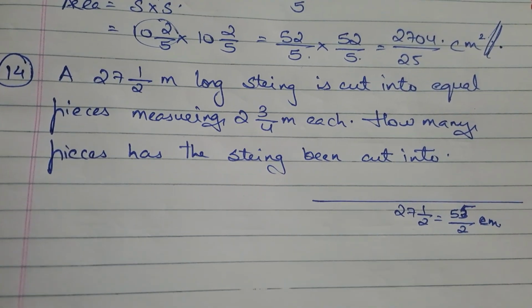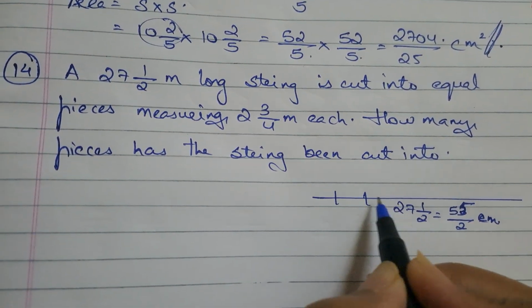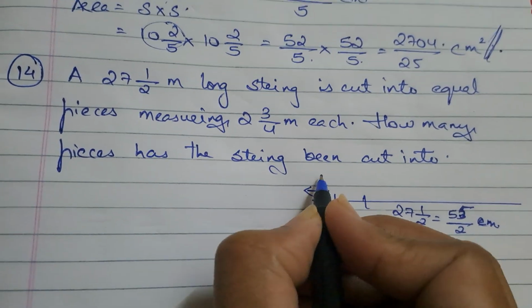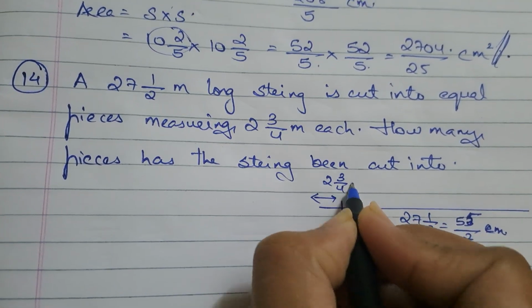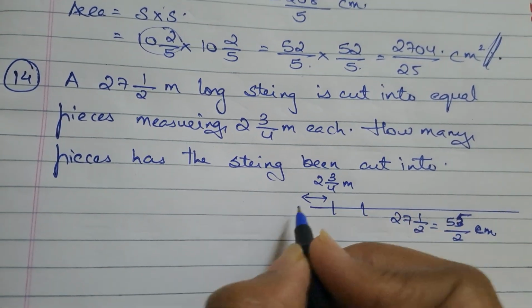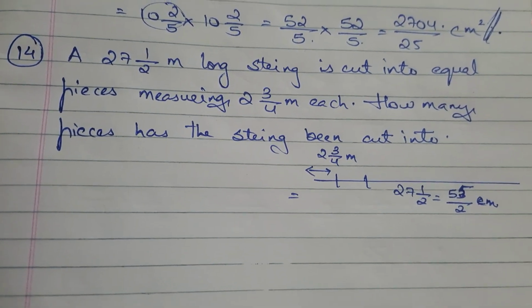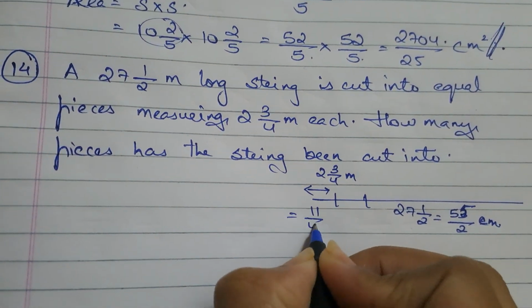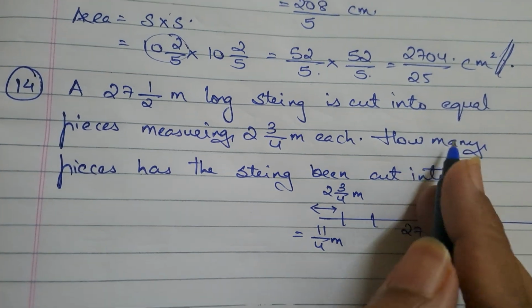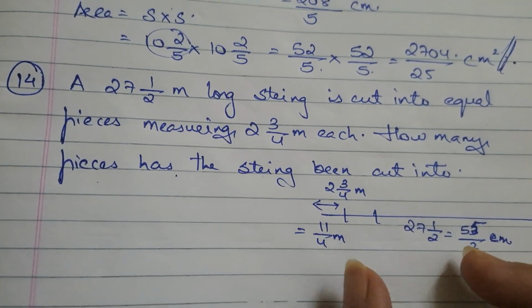Now it is divided into parts, and each part of it is measuring 2 3 by 4 meters. So that is how much it is actually going to be. 8 plus 3, 11 upon 4. 11 upon 4 meters each of it is measuring. How many pieces has the string been cut into?